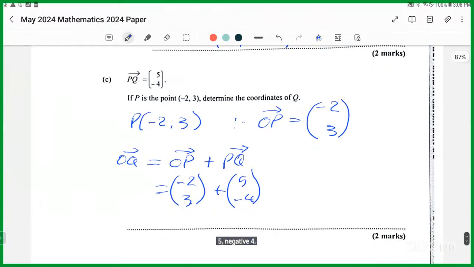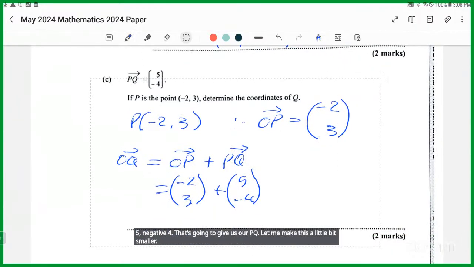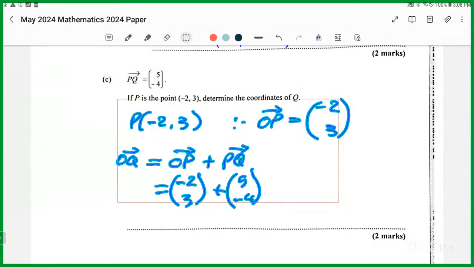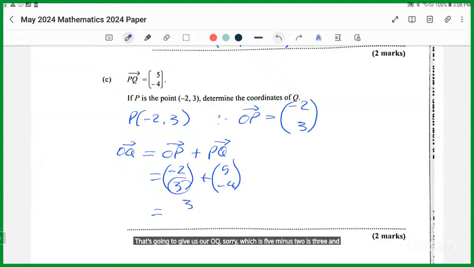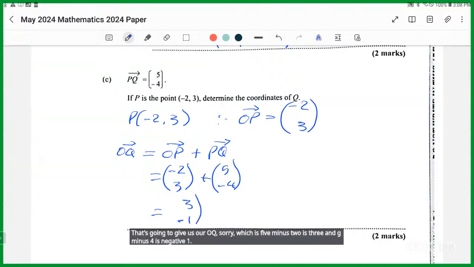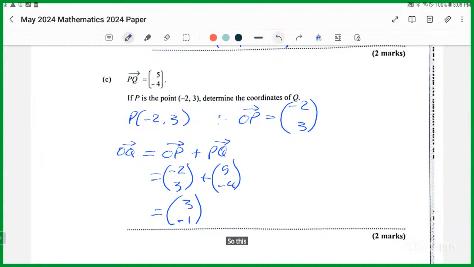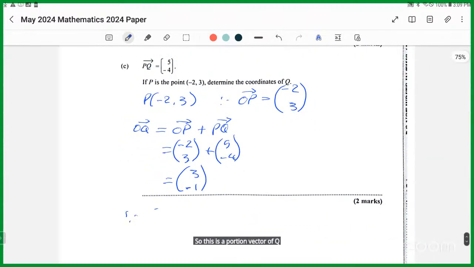That's going to give us our OQ, which is 5 - 2 is 3. And 3 - 4 is -1. So this is the position vector of Q. It means, therefore, that the coordinates of Q is 3, -1.